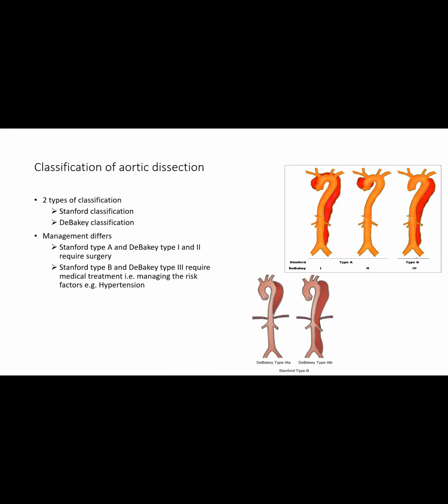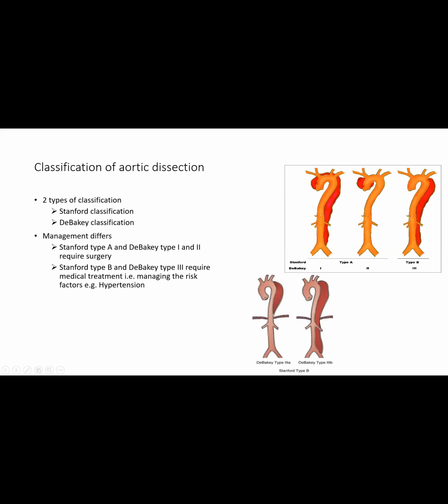And type B is not that, but it's also serious. I mean, all the dissections are serious, but type A is the more serious type. And also in terms of treatment, it's different. Type A is more surgical treatment compared to type B because it's more serious.